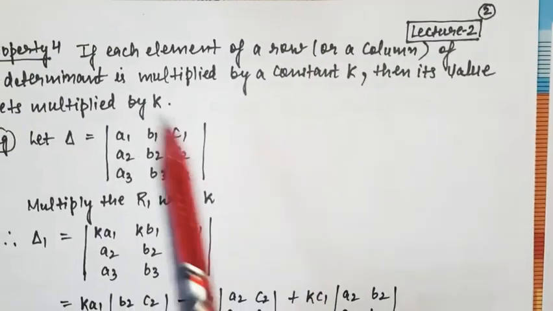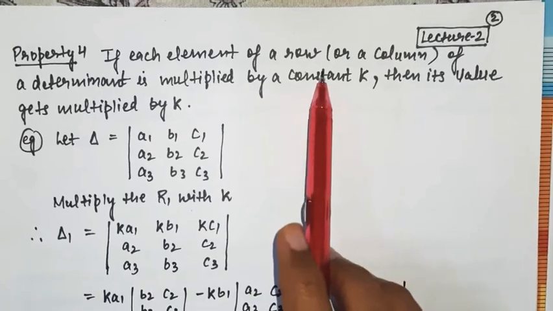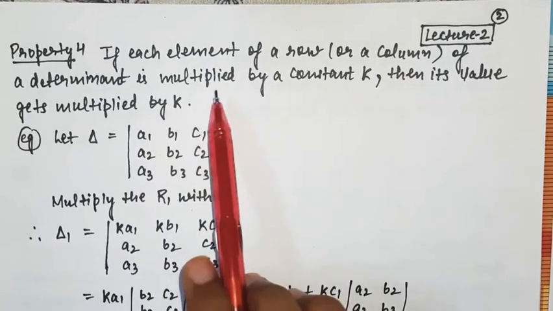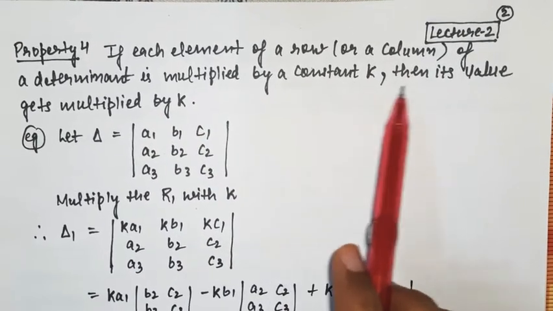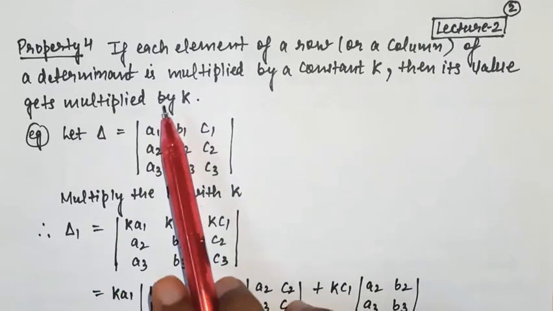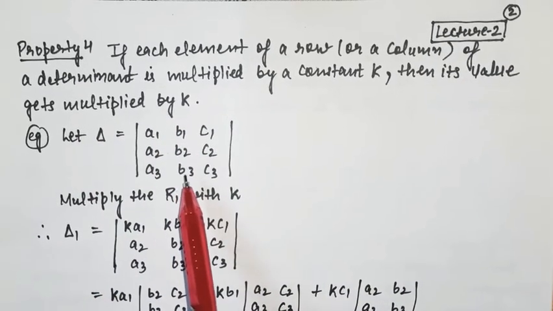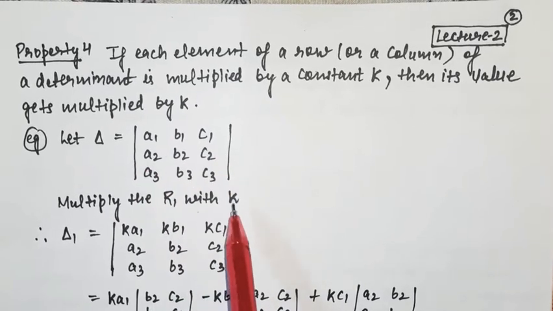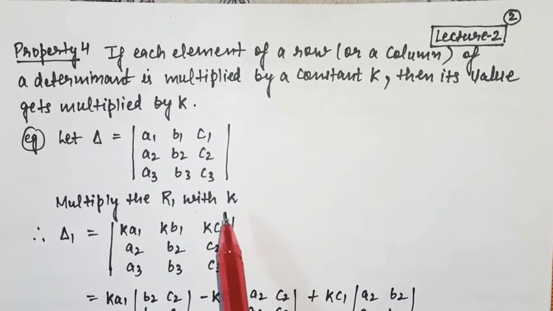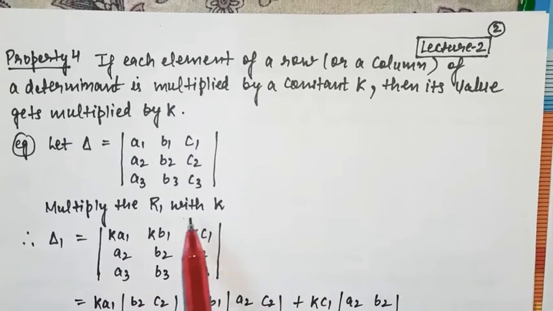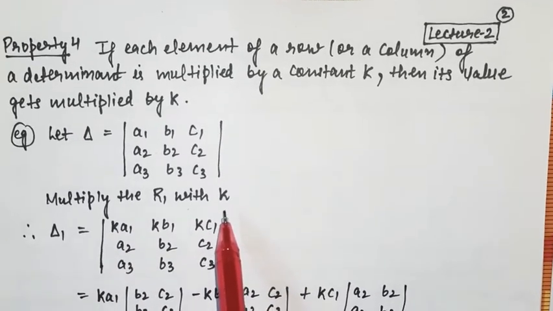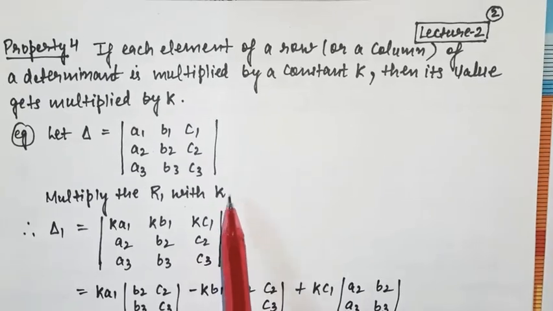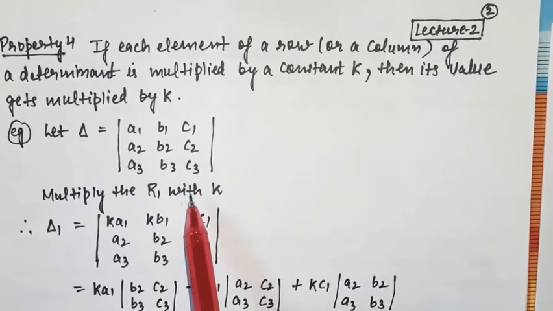In property number 4, they are saying, if each element of a row or a column of a determinant is multiplied by a constant k, then its value gets multiplied by k. Let's suppose this is your determinant. I am saying multiply row 1 with the constant k. So whenever I say multiply row 1 with the constant k, we should not multiply k with every element of the given matrix.